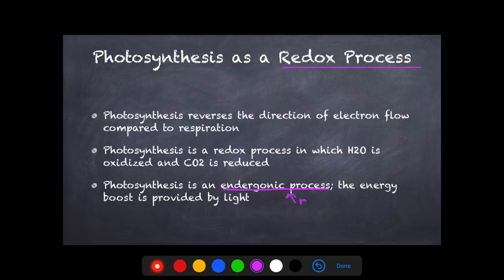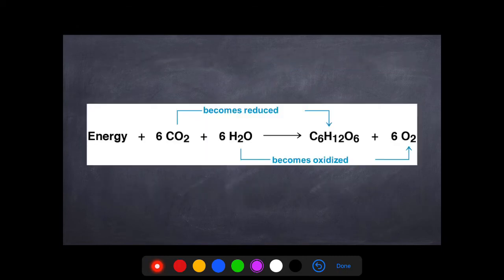And this process is an endergonic process, which means that it needs energy. Okay, so remember, endergonic means it needs energy. And this energy that they get comes from light. So the energy that they need comes from light.